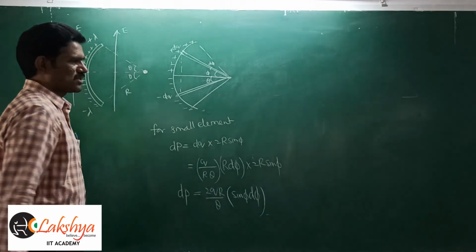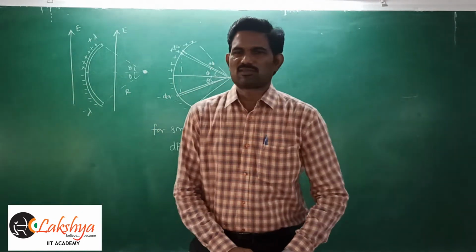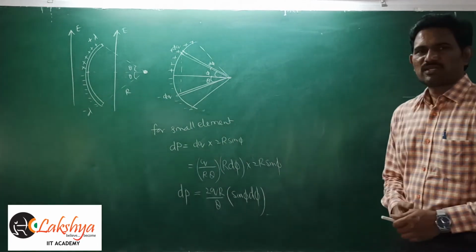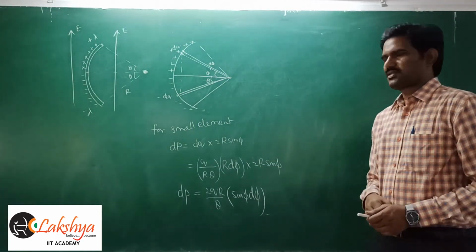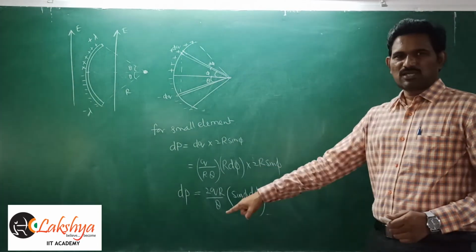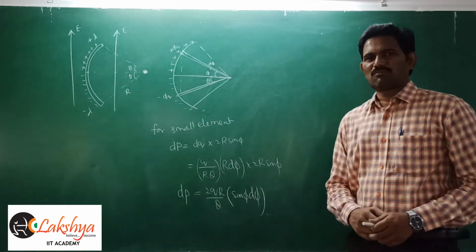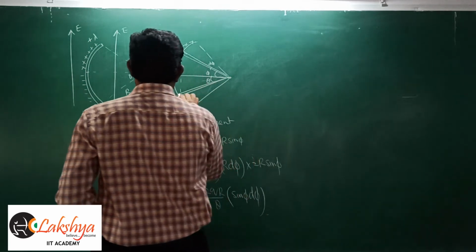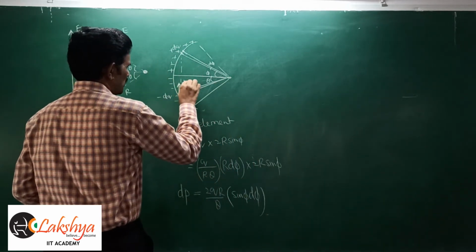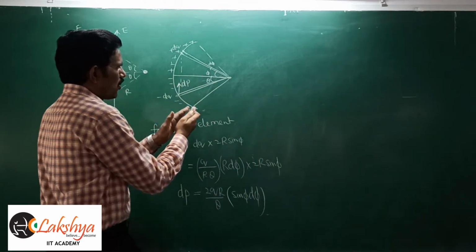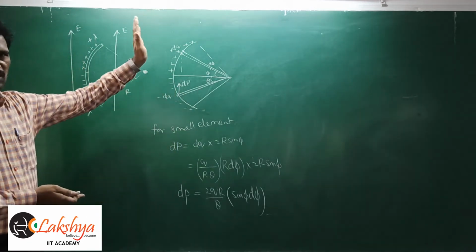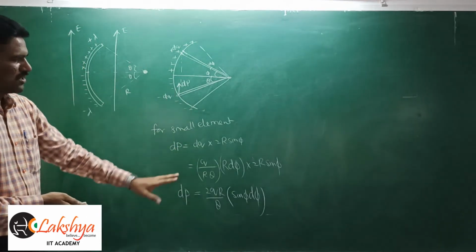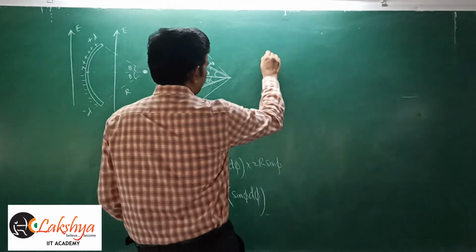For continuous charge distributions we have already solved some problems. To calculate the total dipole moment for the whole system, we need to verify whether the dipole moments due to all the elements are in the same direction or in different directions. The dipole moment direction is from the negative charge to the positive charge, along this direction. Due to all such elements, dp will be in the same direction, upwards, and so you can integrate this expression directly.